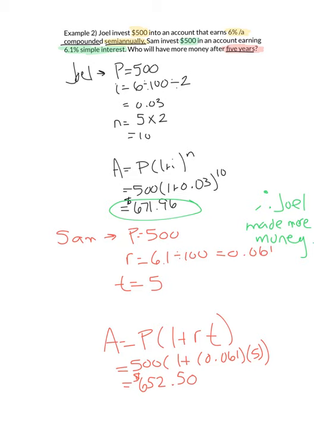When you're looking at compound interest and simple interest, like I said, every single time his interest is compounded, in Joel's case twice a year, he's gaining interest on the interest that he already made. So this is why he's able to make more money in the exact same amount of time with the exact same investment.